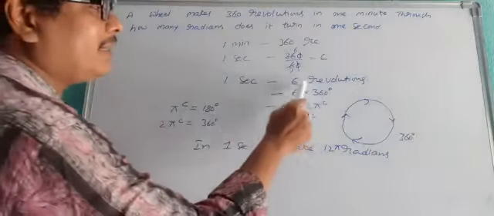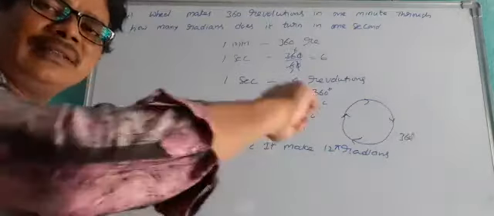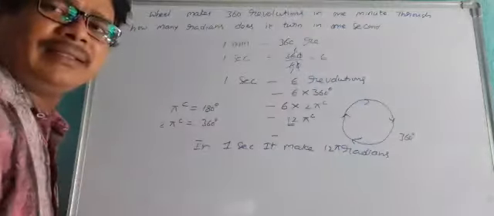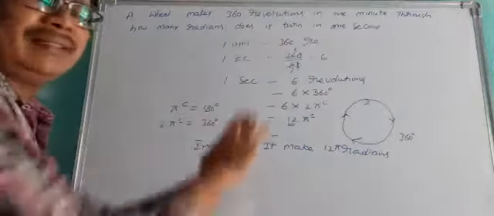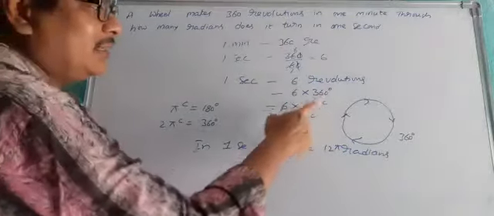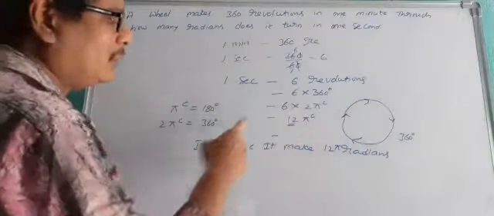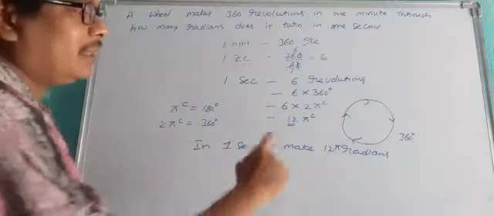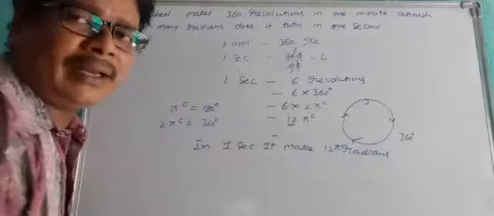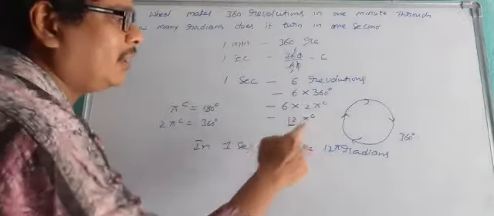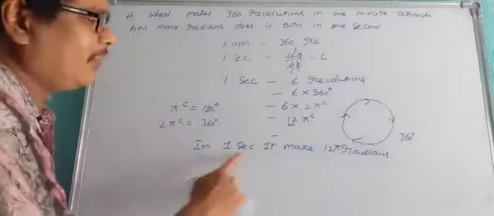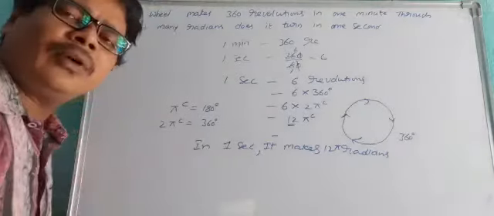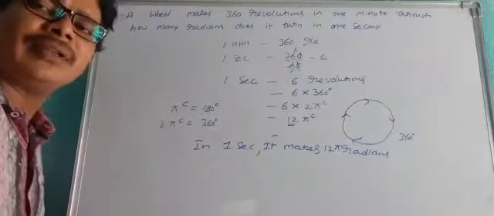So in 1 second, 6 revolutions, that means 6 full turnings. One complete revolution makes 360, so 6 complete revolutions make 6 into 360. Converting 360 into radians, pi radians equals 180, so 360 equals 2 pi radians. Substitute it, and 6 into 2 is 12, so 12 pi radians. In 1 second, it makes 12 pi radians. That is the answer.